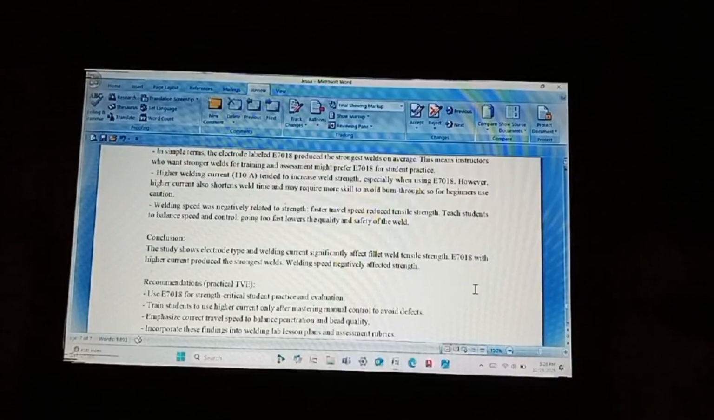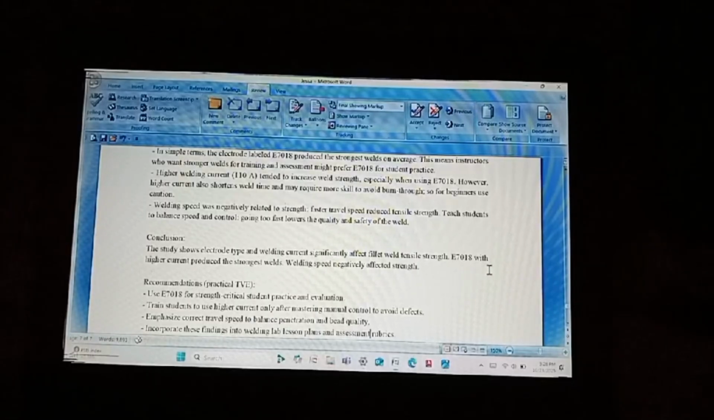Recommendations. Practical TVE: use E7018 for strength-critical student practice and evaluation. Train students to use higher current only after mastering manual control to avoid defects. Emphasize correct travel speed to balance penetration and bead quality. Incorporate these findings into welding lab lesson plans and assessment rubrics.